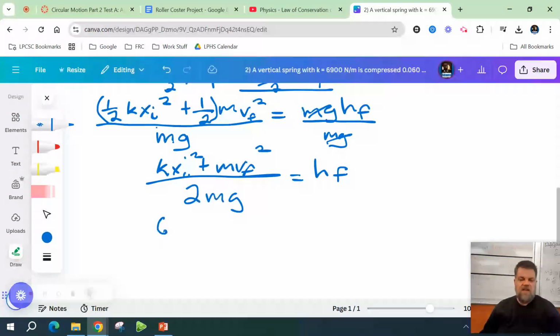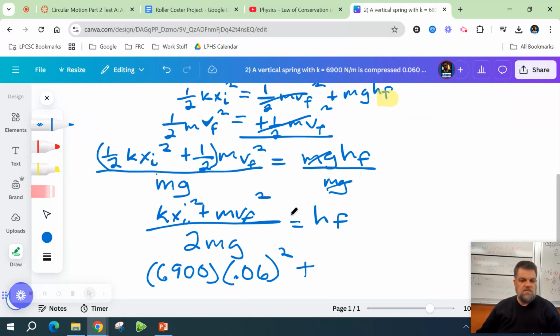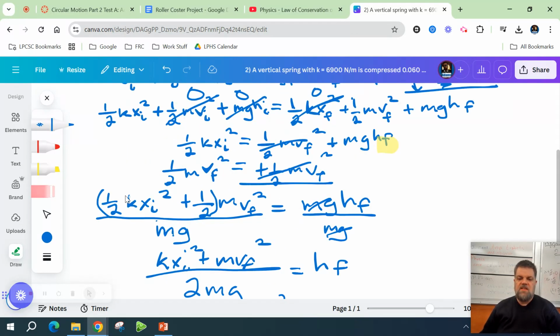So I've got 6,900 times x initial, which is 0.06. That needs to be squared plus, wait a second, did I screw up? I did. Guys, you guys got to catch my mistakes. I can't do everything. This is supposed to be subtracting, right? Because this starts off as a positive 2. So then I got to change my little thingy here. Let's see if I can get it just right. Oh, not quite, but that's okay.